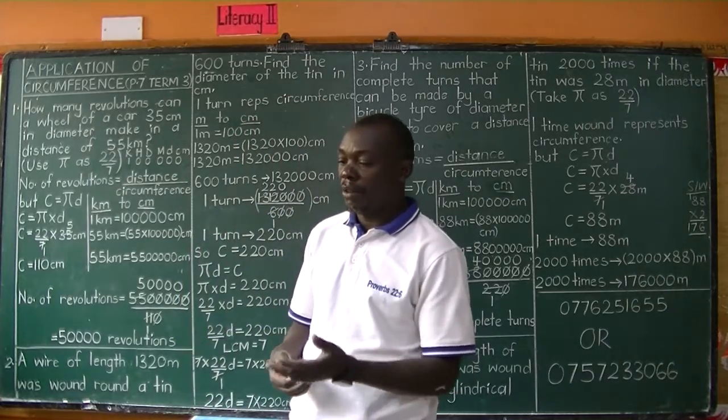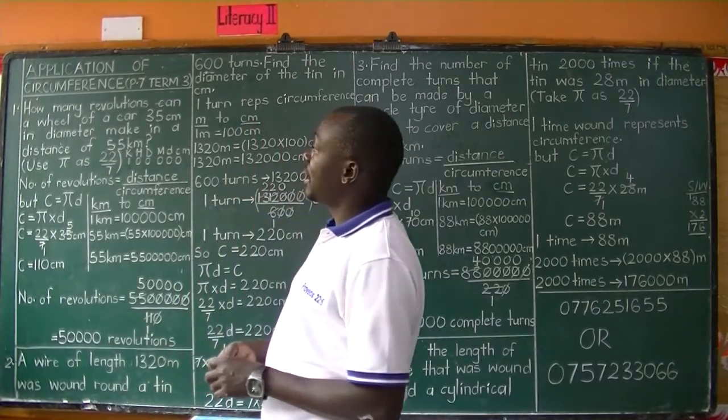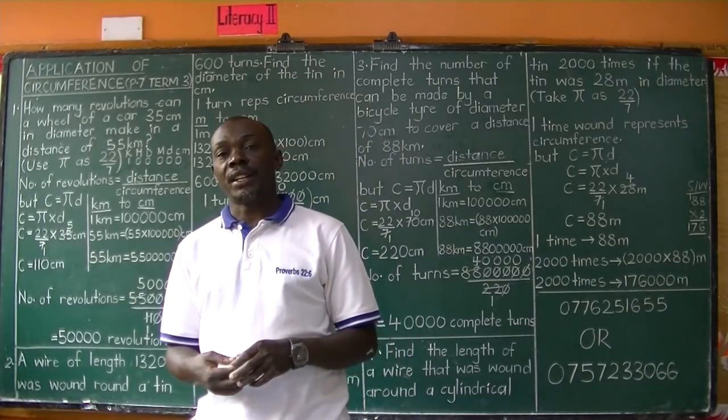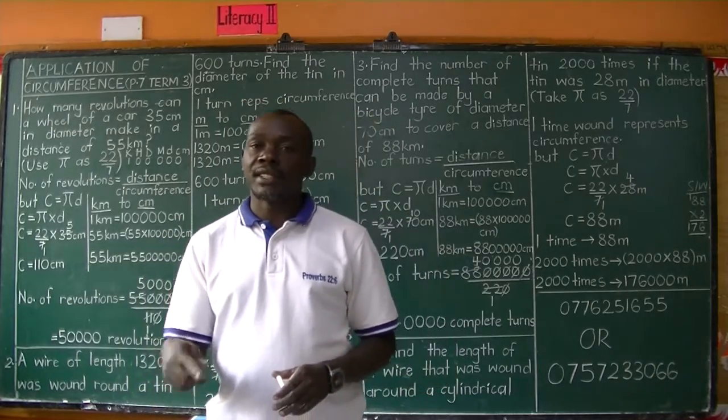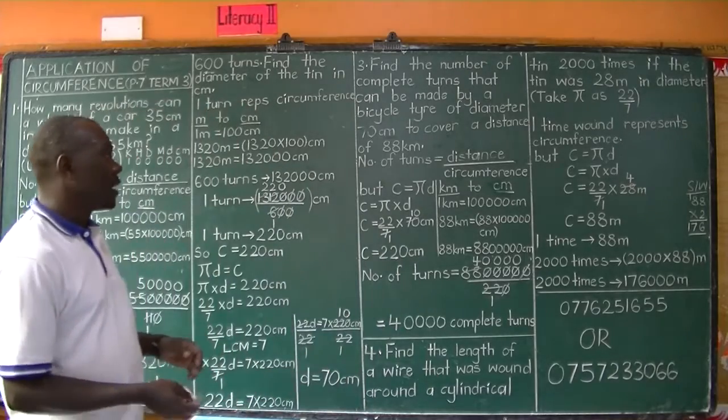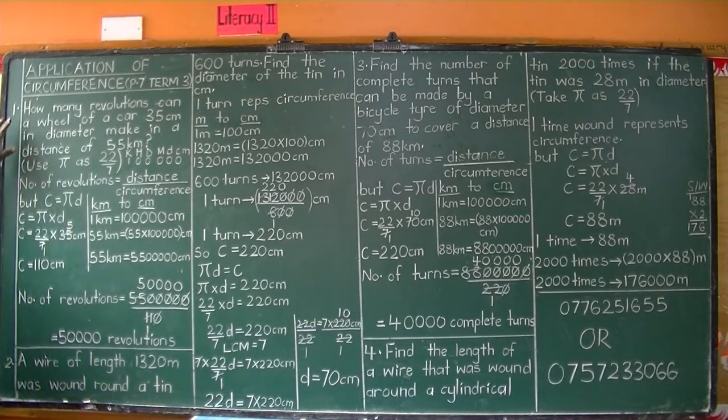Please, let's see how we can apply circumference in life, and we say circumference is the distance around any round object, any circular object. Now let's see how it can be applied. This is the first example, and it reads: how many revolutions can a wheel of a car 35 centimeters in diameter make to cover a distance of 55 kilometers?